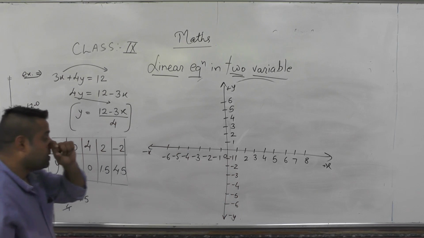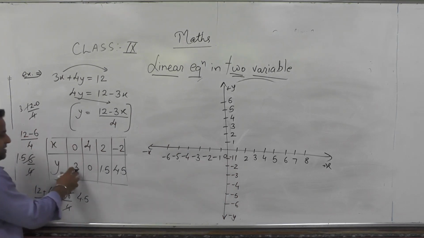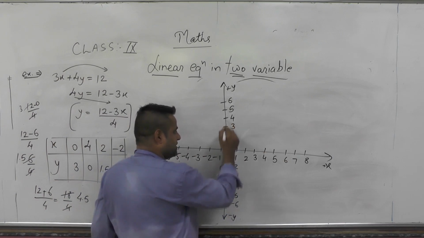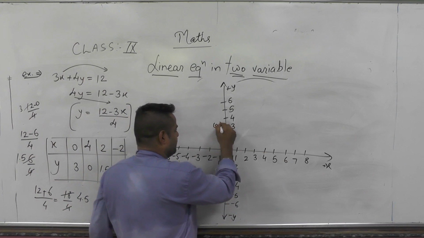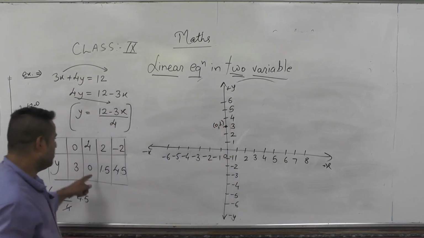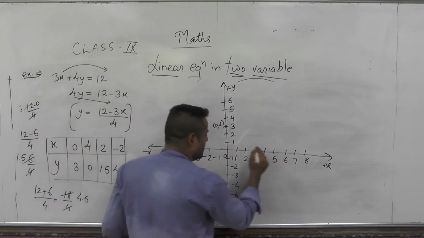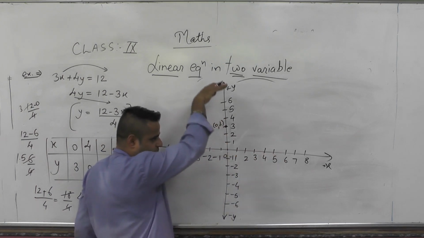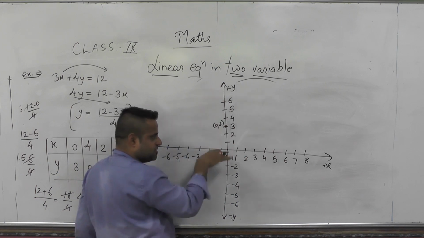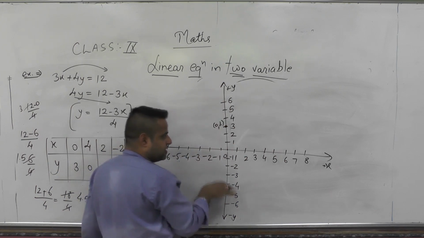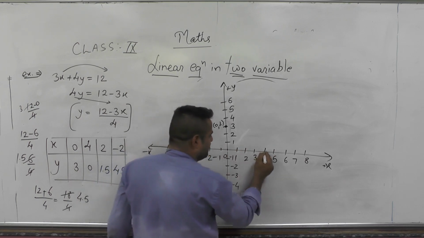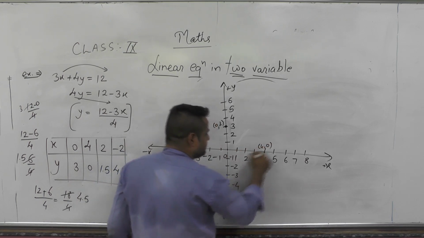Now see, x is 0, y is 3. x is 0 at the middle, y is 3 here. They will meet here. So this is your first point, (0, 3). Then (4, 0). X is 4, y is 0, on the same line, because this is for the y. If you move above, the value increases. If you move below, the value decreases. On the x-axis, y is 0. So that point is denoting (4, 0).